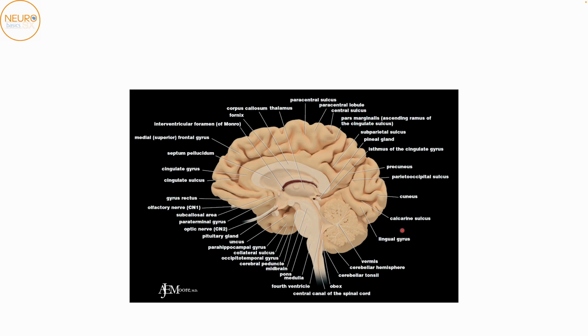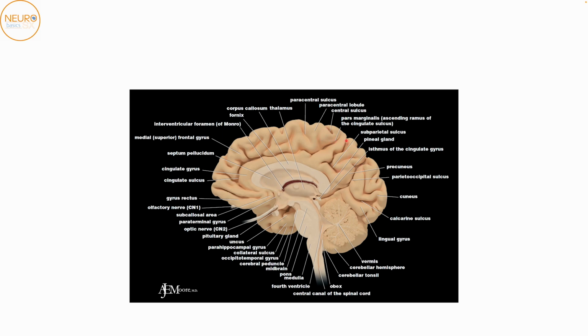On the medial surface, the anatomy is a little bit different from what we have discussed so far. On the medial surface, the central sulcus does not extend. On the other hand, you do have a paracentral lobule over here, which is located between the anterior border of the pars marginalis over here. Just anterior to that, you have the paracentral lobule, and then you have the paracentral sulcus over here. That is where the paracentral lobule is located.